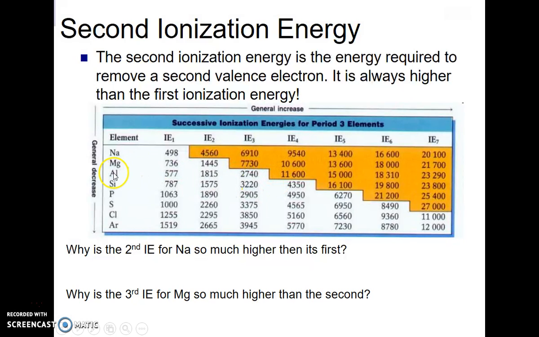So if we look at aluminum, unlike sodium and magnesium, the jump in ionization energy occurs between the third ionization energy and the fourth ionization energy. And the question is, why is this?